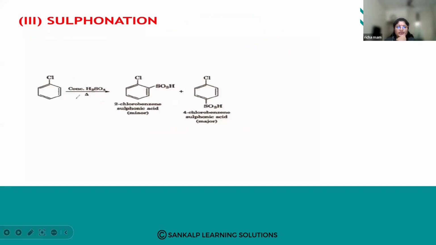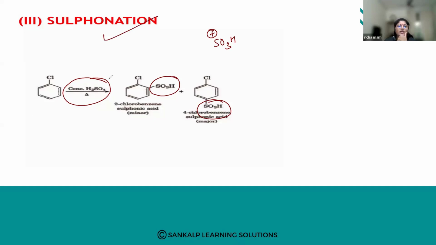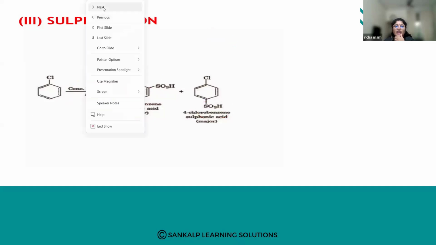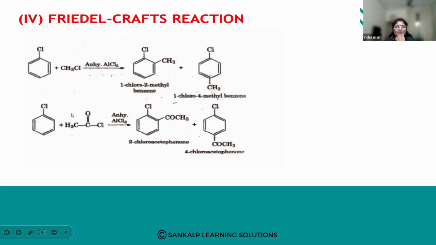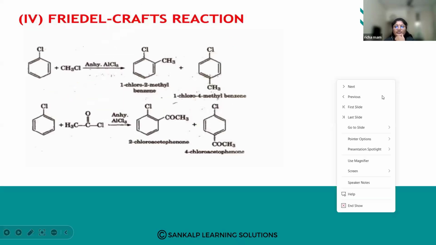So chlorobenzene, when we react it with concentrated H2SO4, our electrophile is SO3H+, and that will attack the ortho and para positions. So this is sulfonation. Sulfonation is carried out in the presence of concentrated H2SO4. You are going to heat the chlorobenzene and you get ortho and para substituted products. Is it clear? So next is the Friedel-Crafts reaction.